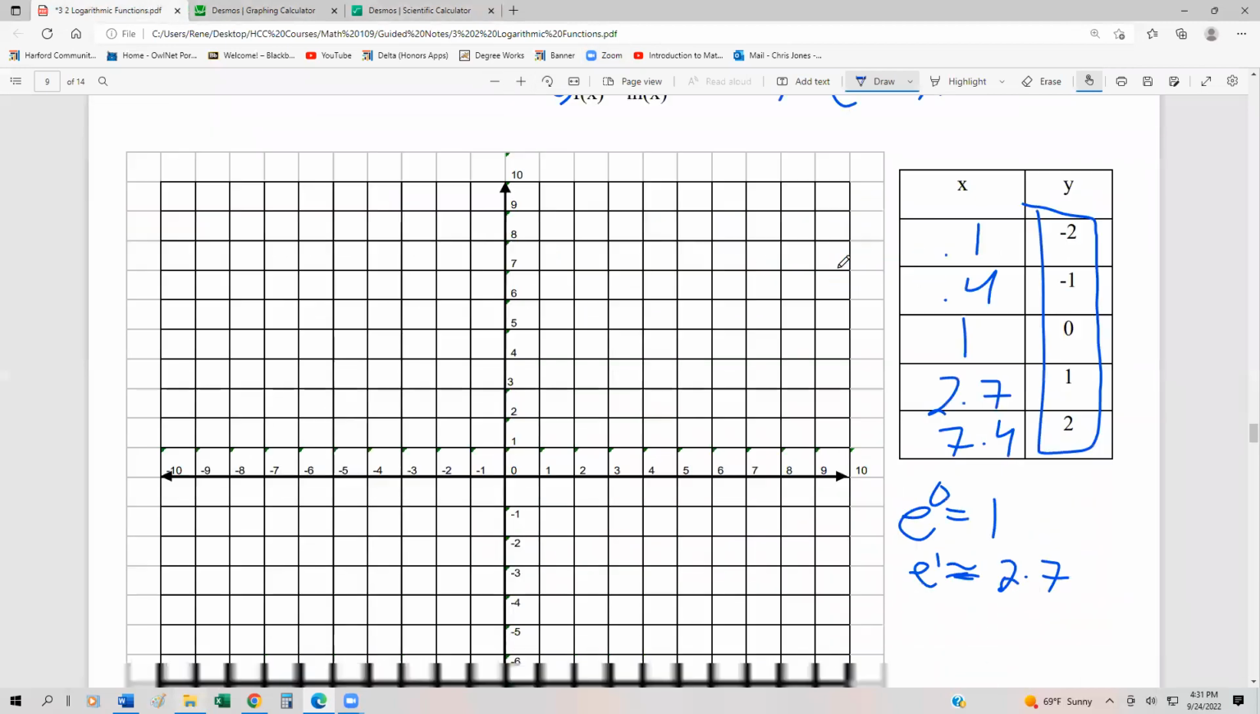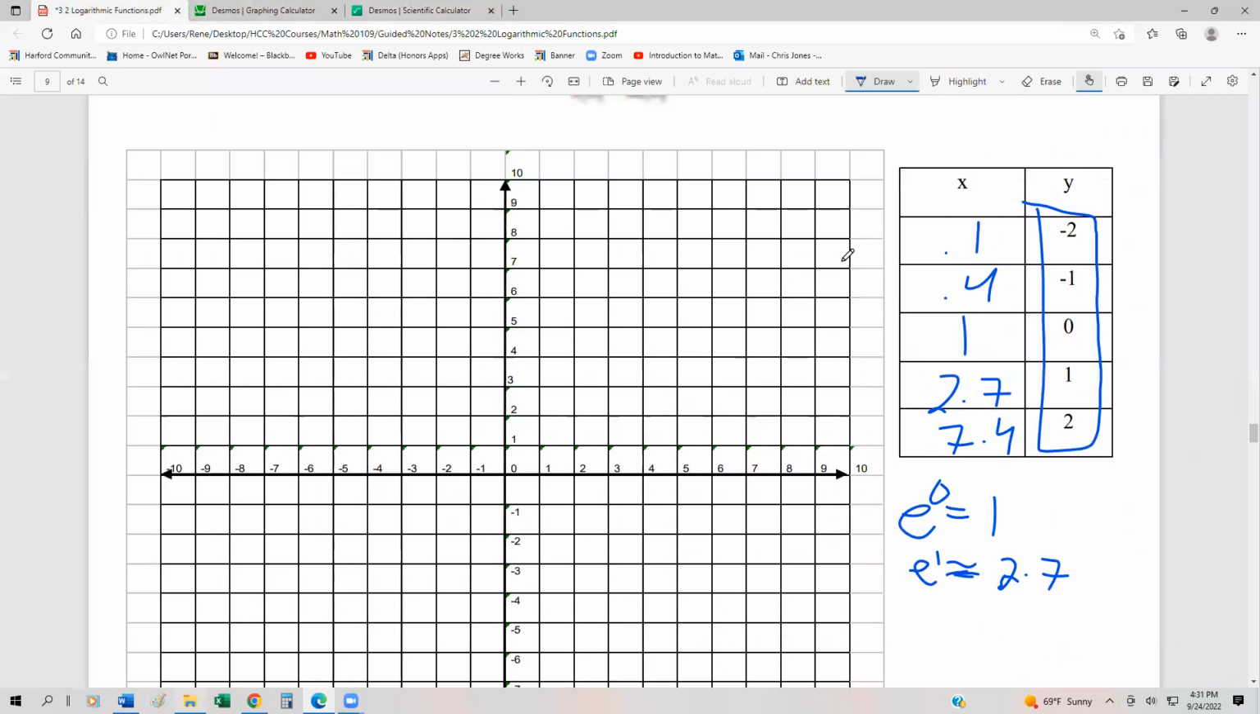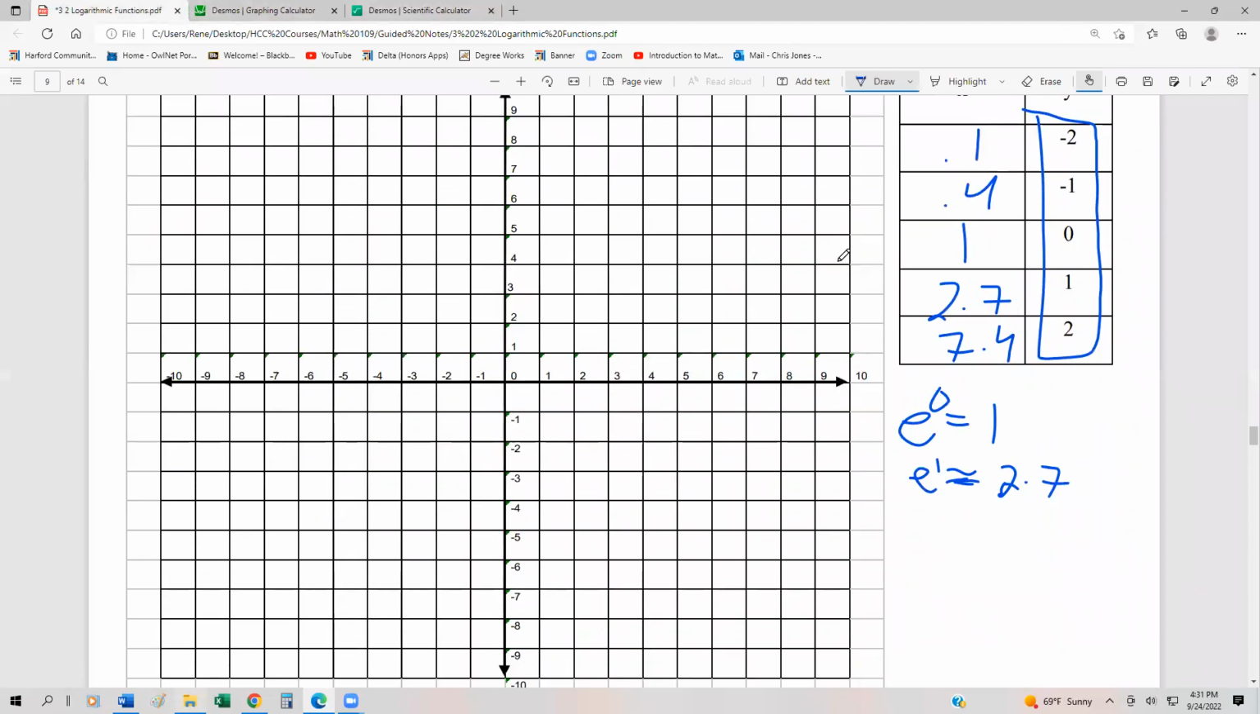So we have our x value of 0.1 with y of negative 2, so that's going to be right here. Then we have 0.4 with negative 1, which is right about here. Then we have our good old stationary point, which is 1 comma 0. Then we have 2.7 comma 1, right about here. And finally, we have 7.4 comma 2, which is right about here, approximately.